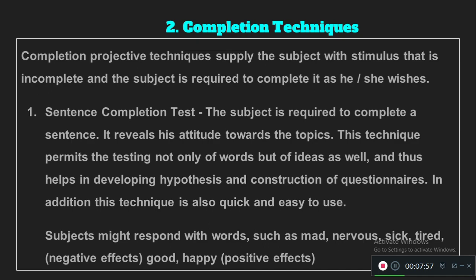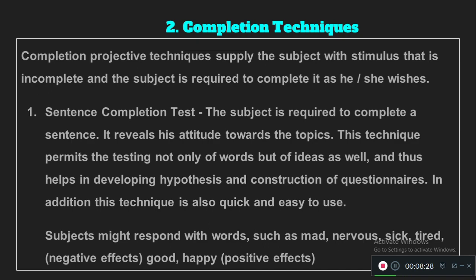There are two types of tests commonly used. One is the sentence completion test. Here, one incomplete sentence will be given and the research subject has to fill it in. The answer given by the research subject will reveal his attitude towards that topic. So this technique permits the testing not only of words but of ideas as well.